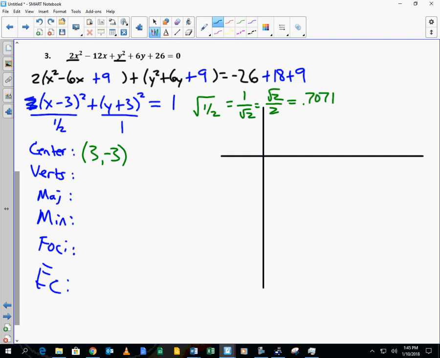Okay. So if I have to go 1 unit in the y direction, then for sure a 4x4 graph is going to be enough, isn't it? That's what I'm going to do.